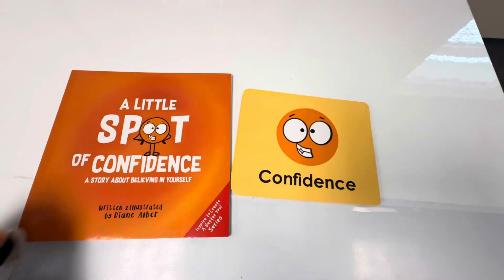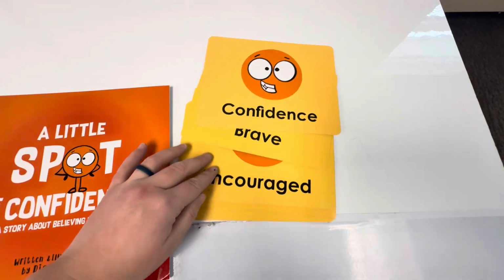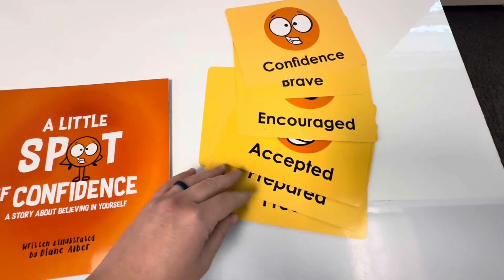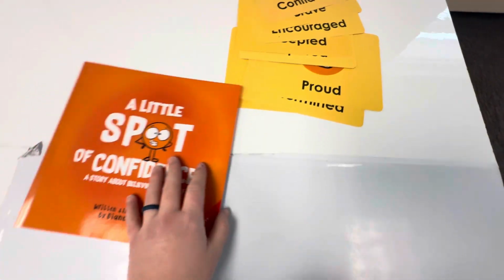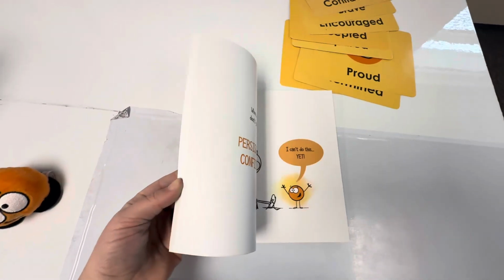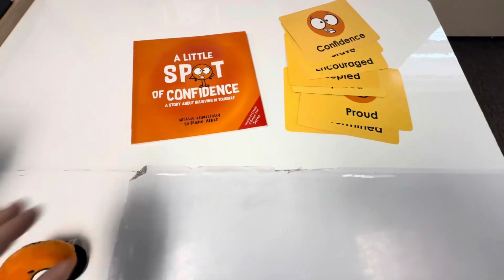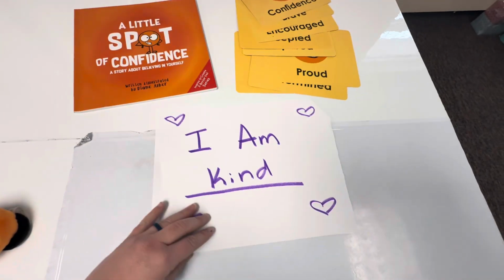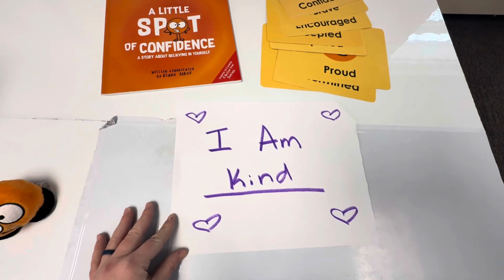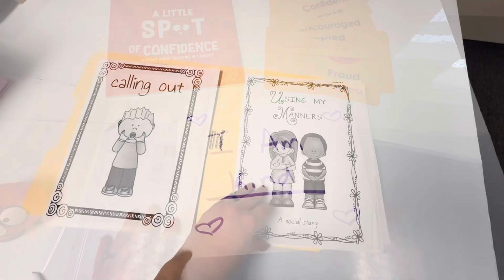They have been introduced to a new emotion feeling every week, and this week they learned about confidence. So we went over some different words for confidence. We read a little confidence book, and then we learned some affirmations, practiced them, and they all made a little affirmation sign.